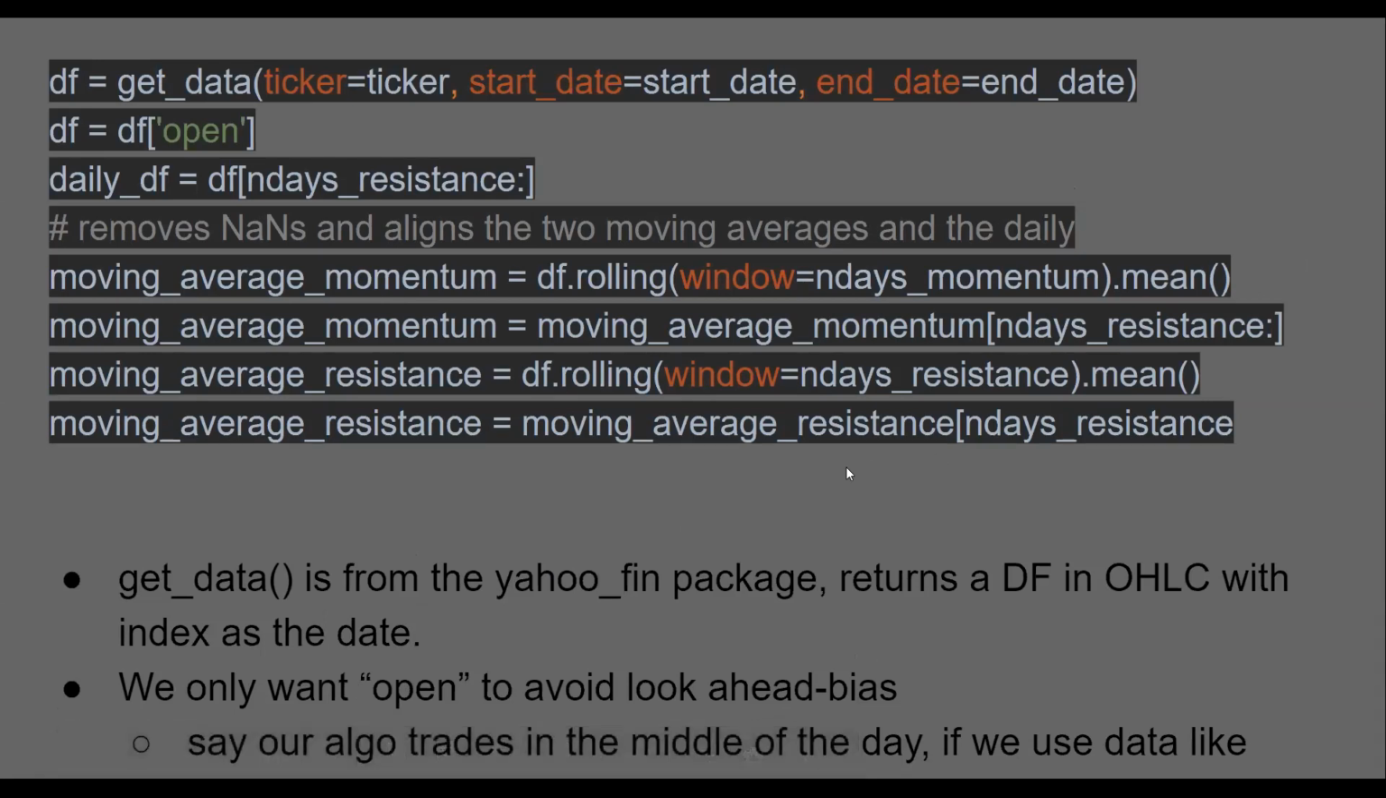Okay, so we only want the open because we don't want to have look ahead bias. Look ahead bias is where you use data, say you're trading in the middle of the day. So you have an algorithm that trades at the middle of the day, but you use data at the end of the day, like the close. Then when you backtest your strategy, it won't be accurate because you're using data that you won't have yet.